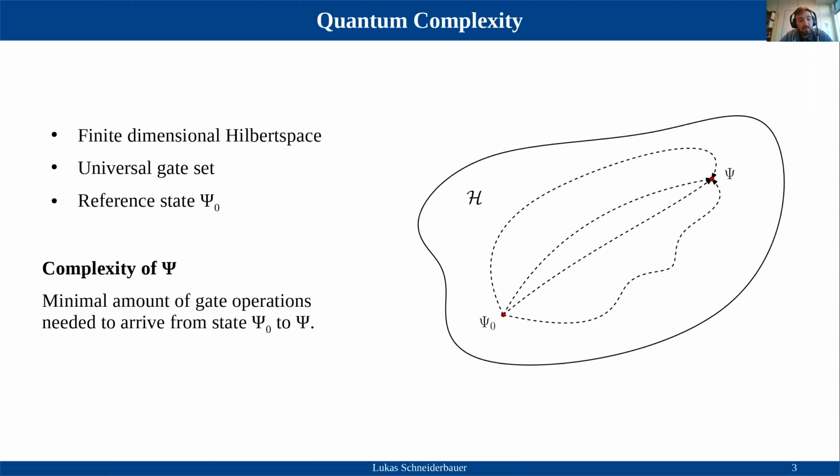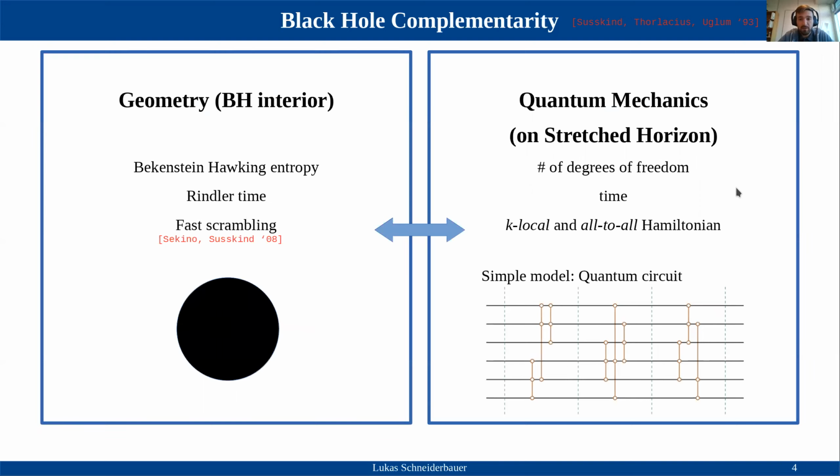Now we can simply define the complexity of a state psi of interest, with respect to some reference state, as the number of gates I need to go from one state to the state of interest. Of course, there are many possibilities to go from one state to another, so the complexity should be the minimal number of gates I need to go from here to here. Okay, this is all there is to say about this quantum computer complexity.